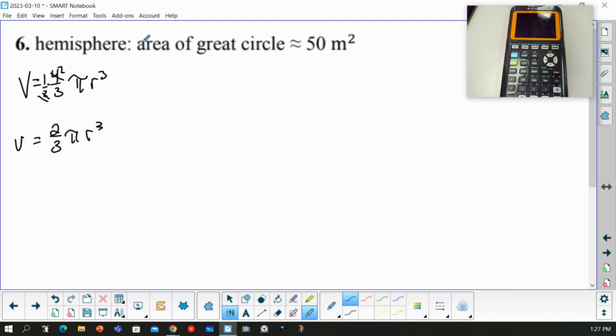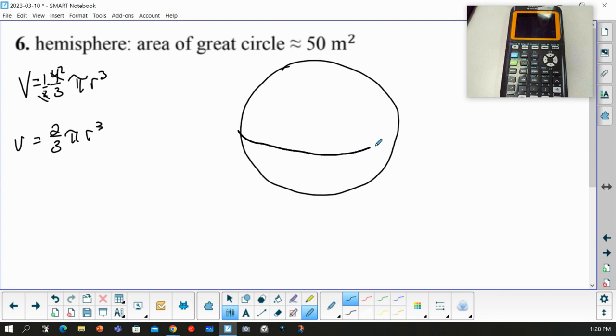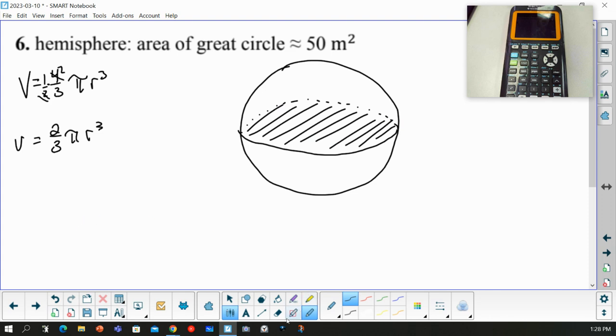So we just need the radius, but unfortunately we're not given the radius. We're given this, the area of the great circle. So first of all, let's start with a sphere. If you have a sphere, draw a sphere here, and the equator of it is kind of like that great circle. Okay? So that's what a great circle is. Now, the interesting thing about this particular problem is we don't even care about the top of it anyway. So I could just erase the whole top of this thing and just think about the hemisphere this way.